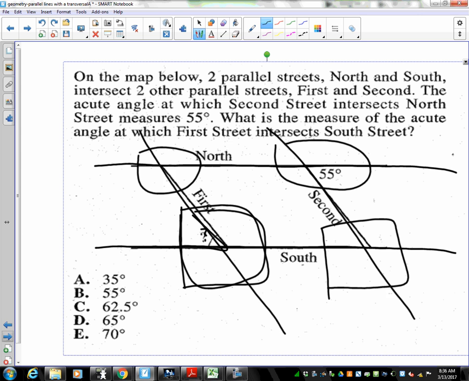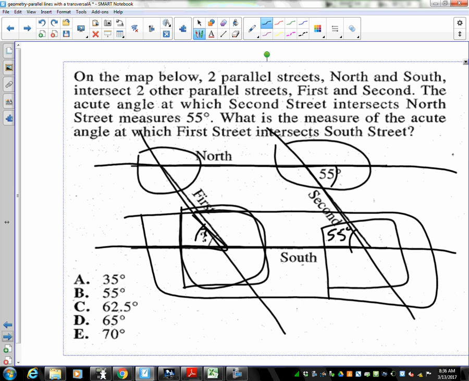So I'm just going to randomly find another one here. To me, I really like alternate interior angles. I can spot them usually really easy. So I know that that's going to be 55. And now what I'm going to do is look along these set of angles. And I'm going to notice that that angle and that angle are corresponding. And so that angle is also going to be 55.